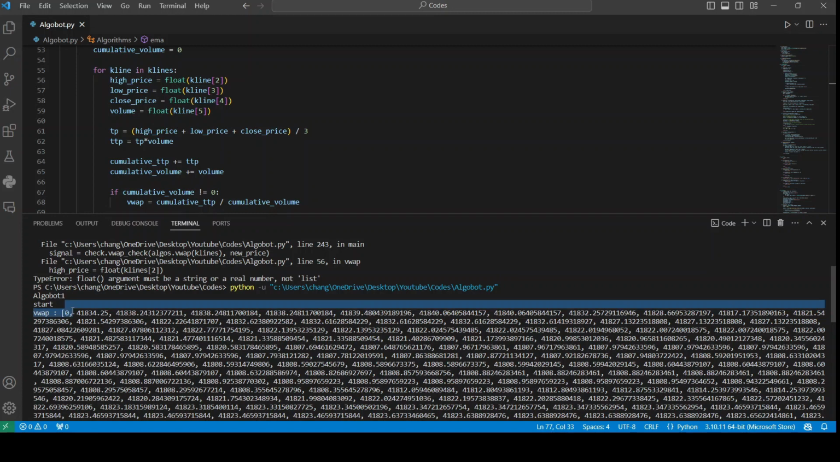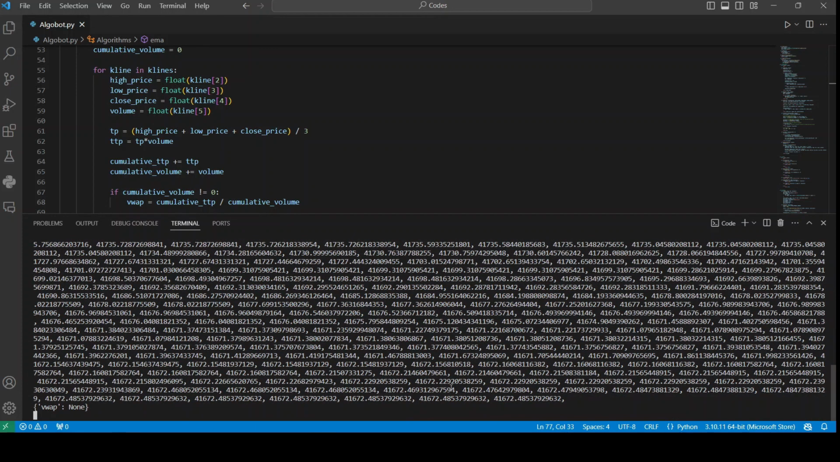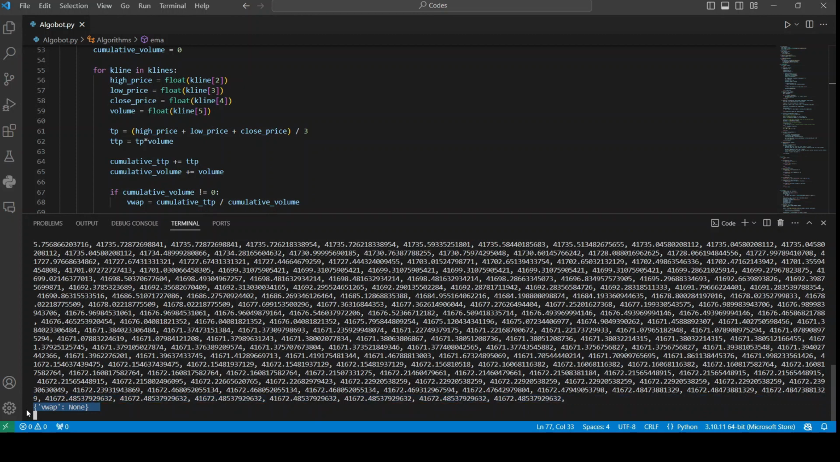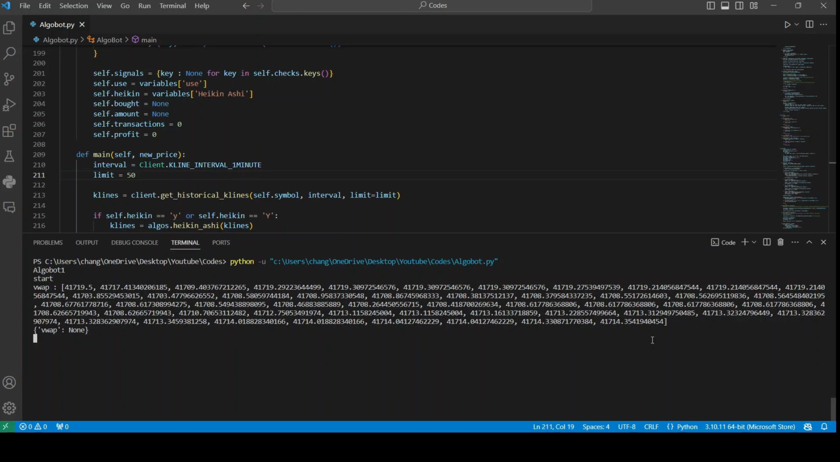So as we can see here, the first value is 0, obviously, because it is just the start of the day. Then as you can see here, it keeps hovering around the 41,000 range. And finally, we can see here that the signal that is currently giving is none, which means that the price of Bitcoin is either above or below the current VWAP line. And you can simply implement this with your own trading codes.